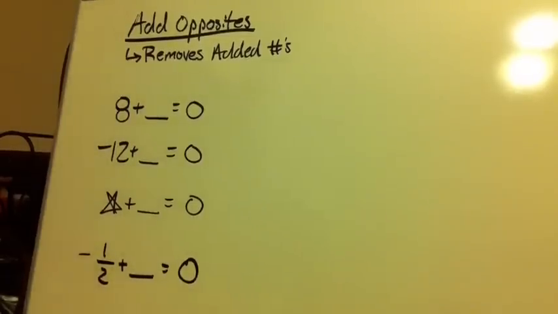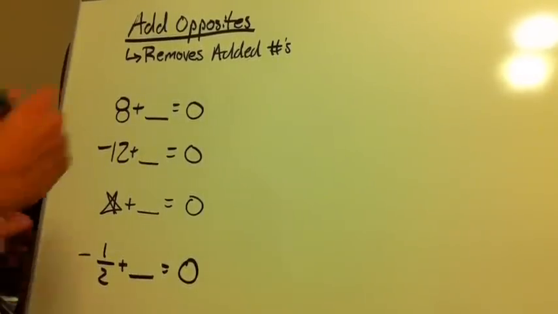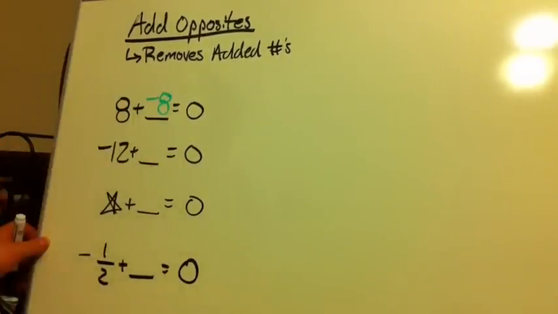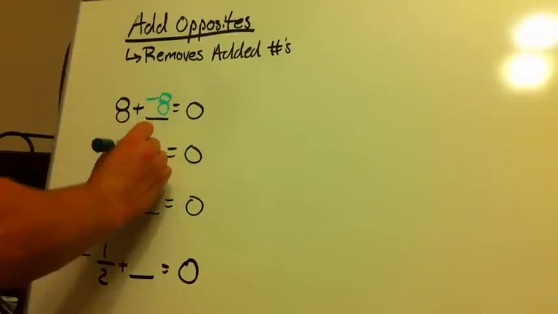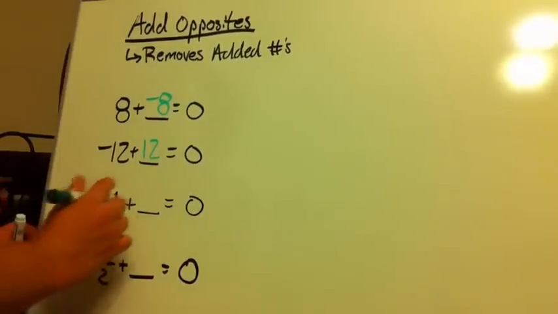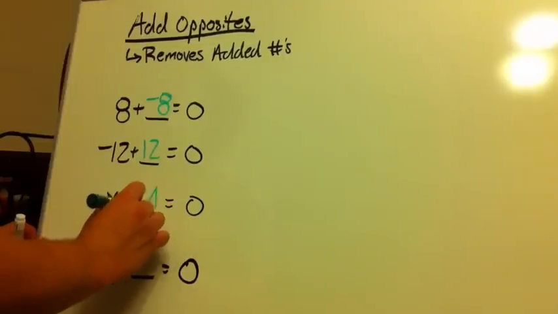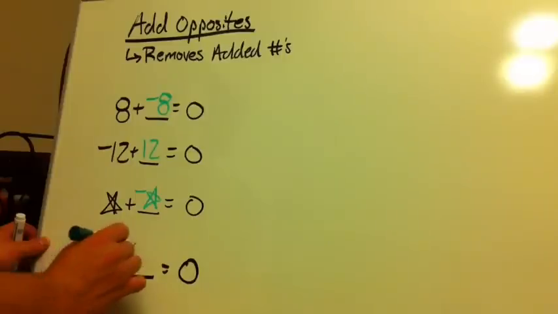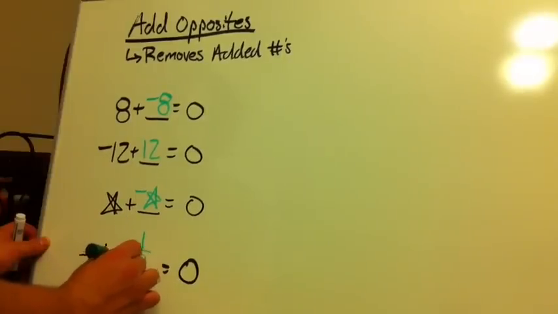So you remember from last time, adding opposites, what it does is takes away that number that's being added. So 8 plus what gives me 0? 8 plus negative 8. Negative 12 plus what gives me 0? Star plus what gives me 0? Negative 1/2 plus what gives me 0?